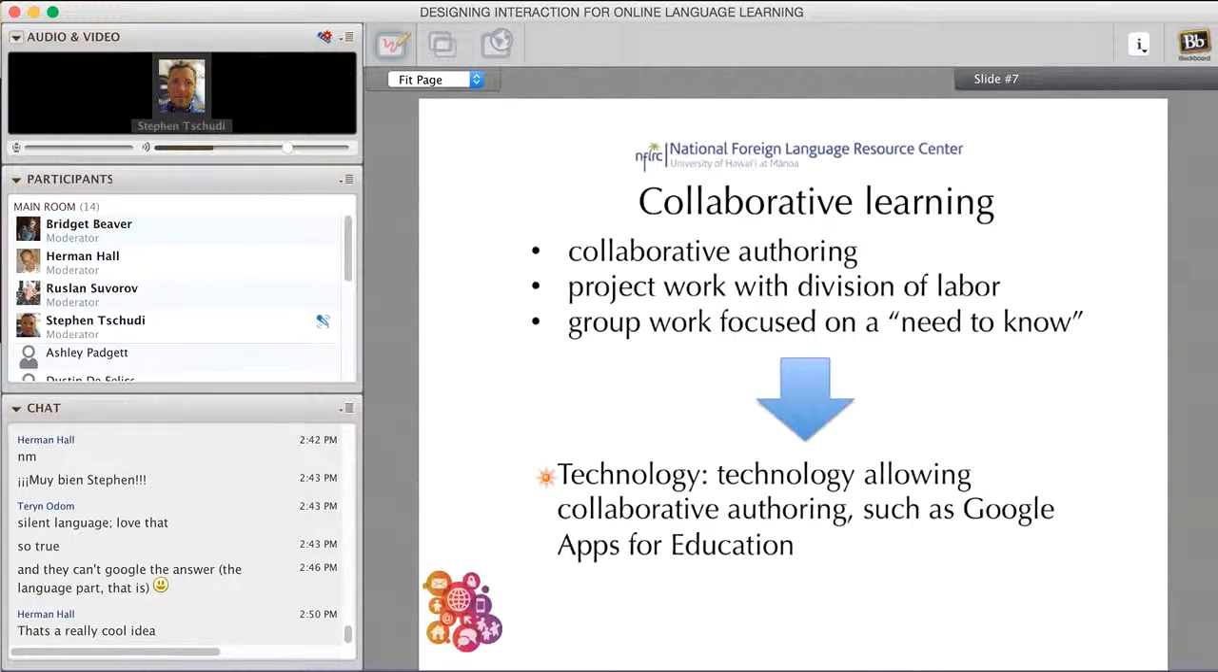Now, it's quite obvious that if you want a collaborative project, you're going to look for a technology that allows collaborative authoring, such as Google Apps for Education. Just a few years ago, this was not such an obvious thing, and it wasn't very easy to make a collaborative document, a wiki-type document. But now Google Apps have become such an essential part of education that it's almost old hat, so I won't spend much time on this.